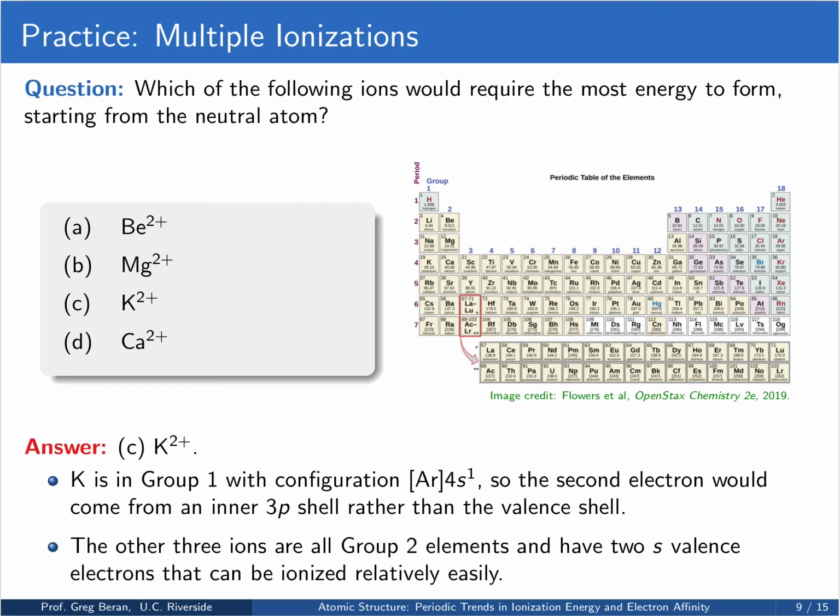The answer is C, potassium 2+. Most of these ones I've shown, beryllium, magnesium, and calcium, are in group 2. In contrast, potassium is in group 1. So if we try to ionize potassium twice, we're going to first remove the 4s electron, and then the second electron would have to come from an inner 3p shell rather than from the valence shell. That's going to require a large amount of energy. In contrast, for the group 2 elements, we have 2 valence s electrons, and those can be ionized relatively easily.